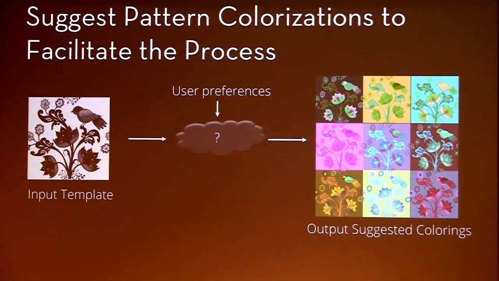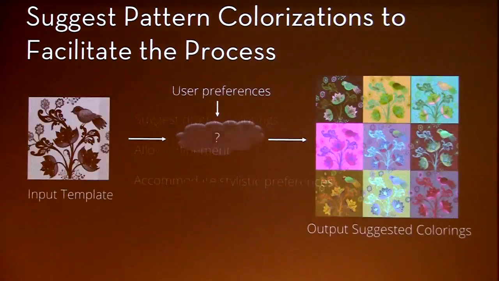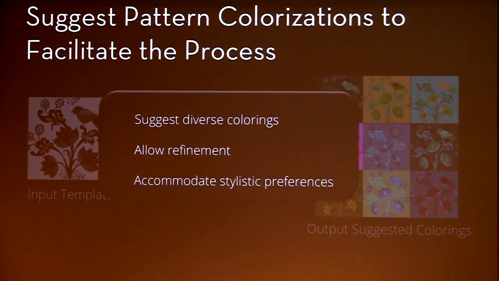colorings of the input. In particular, the system should be able to suggest diverse colorings for users who are uncertain about their preferences. It should also allow users to refine their suggestions as they gain a better idea of what they want, as well as accommodate different stylistic preferences. So while I may like cool colored patterns, my friend may like warmer colored patterns.